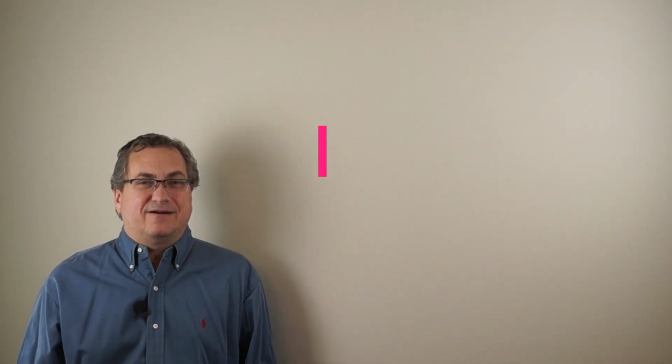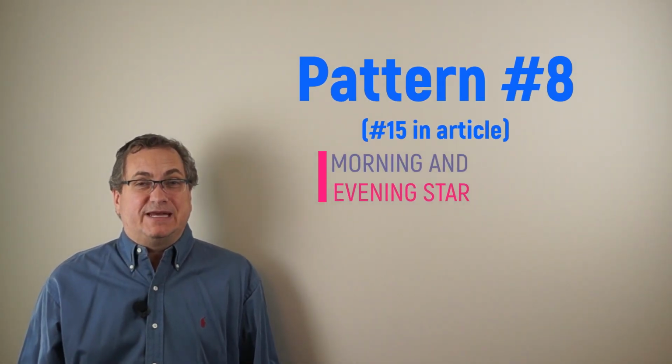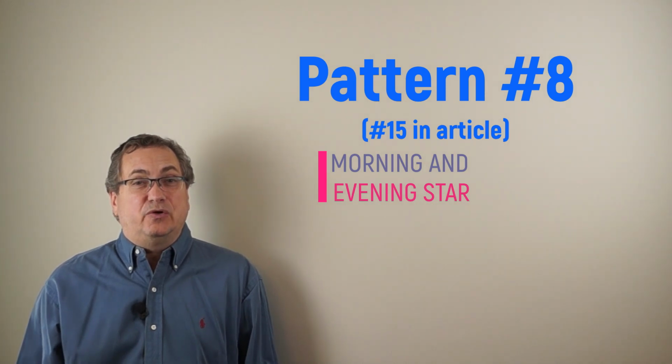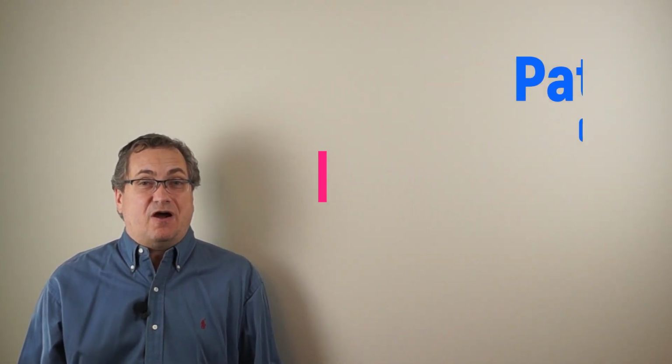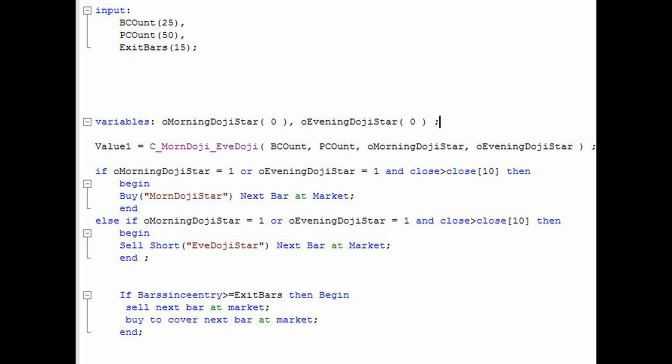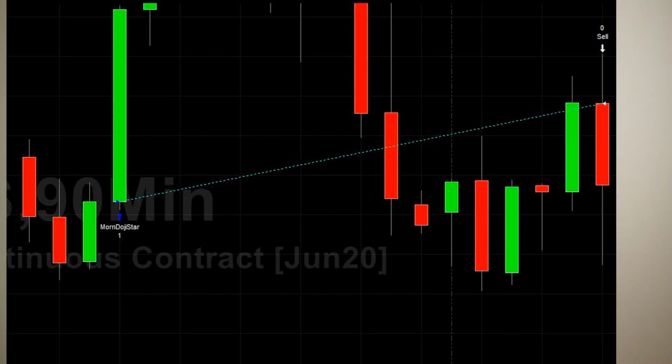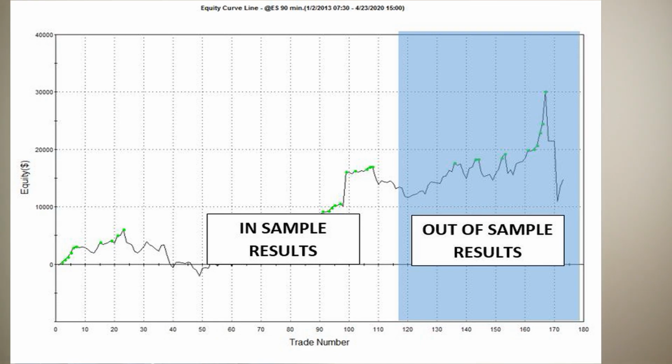For the final pattern, I'm going back to the Japanese candlestick, and I'm going to do a morning and evening star. It's a pretty cool pattern. Here's some sample trades with it. And here's an equity curve showing it.